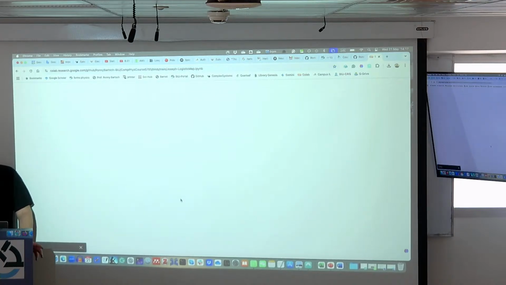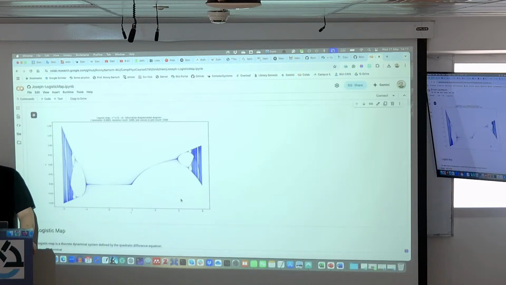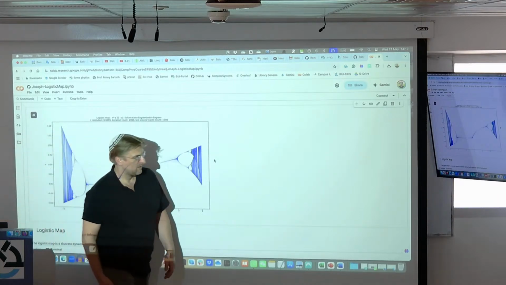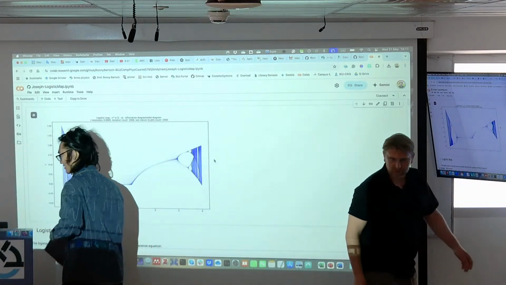I find this quite nice, comfortable, convenient. The problem is that when you make any changes here, they will not be saved, so you all the time have to commit the changes on GitHub. Okay. Good. Any questions about this? Good. Then Joseph, you can talk about the logistic map.